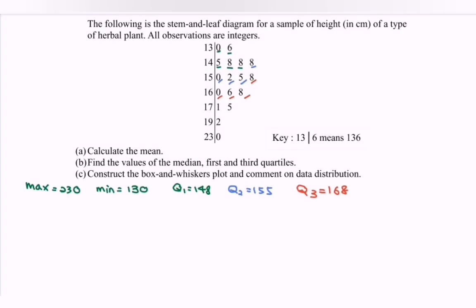Next, we have to find the interquartile range. So how to find the interquartile range? We have the Q3 minus the Q1. So where we will have 168 minus 148. So the interquartile range is 20. Continue, find the lower fence.